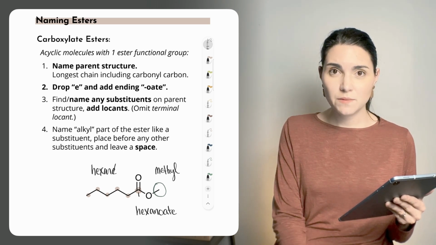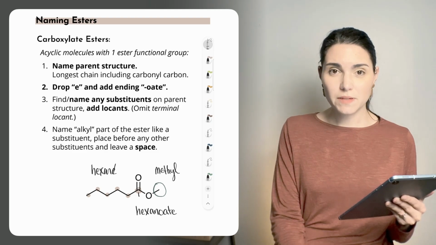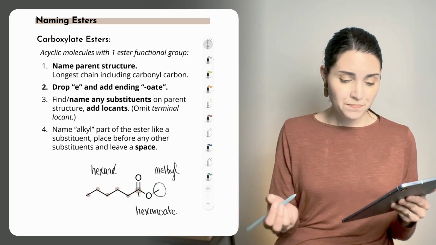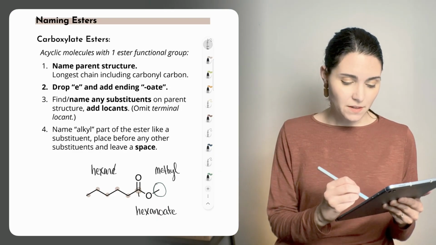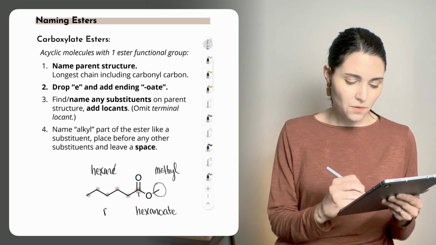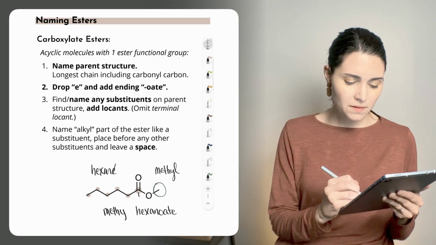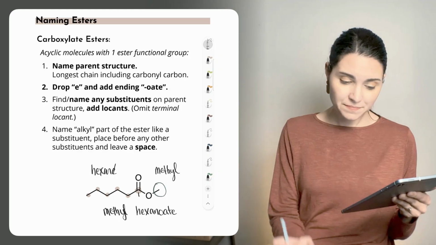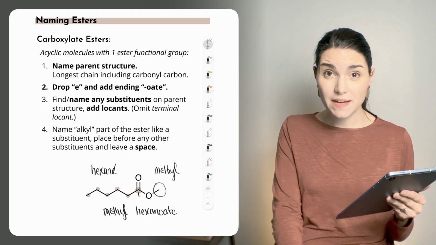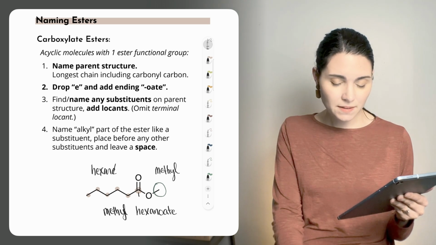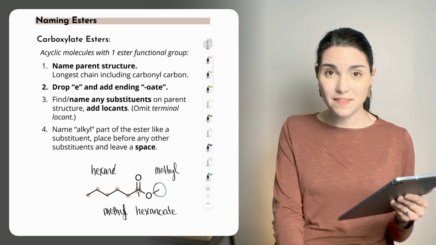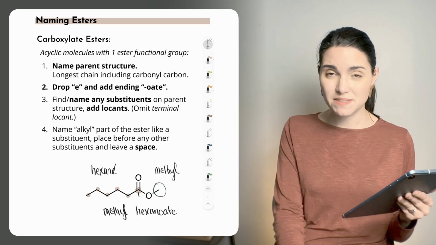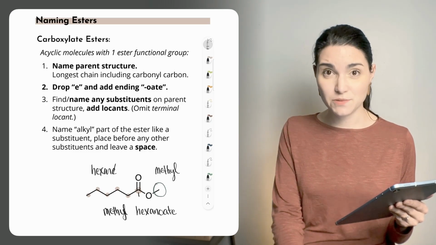Now, to really distinguish this alkyl group and let the reader know that it is part of the ester functional group and not just some other substituent, we're going to place it at the very beginning of the name and leave a space. So methyl space hexanoate. Now, the fact that there's a space is very important. That is what communicates that the methyl group is part of the ester functional group. Spaces are only used in very specific scenarios in IUPAC nomenclature, and this is one of them.